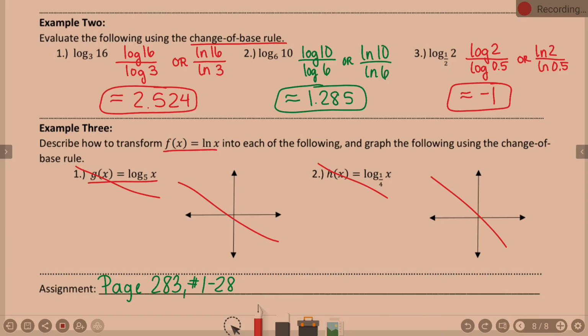So your homework is page 283, 1 through 28. If you see me write 39 to 42 anywhere, that's because I forgot to take it off. That was the extra part. Okay? Homework is due when? Tomorrow. Tomorrow. Oh my goodness. Are you wanting to see yesterday?